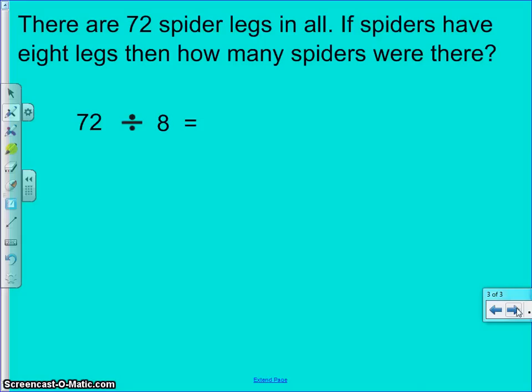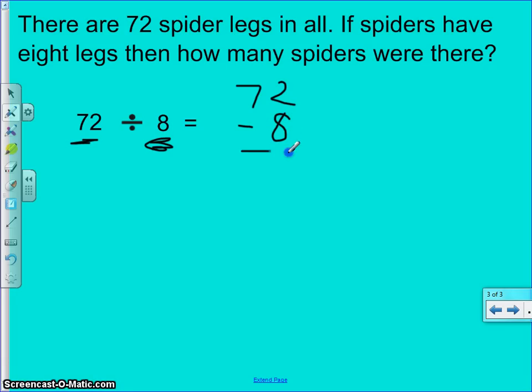Here there are 72 spider legs in all. If each spider has 8 legs, then how many spiders are there? So I have 72 spider legs in all, and I want to figure out how many spiders there are in order for me to have that many legs. And so I'm taking 72 and I divide it by 8 because each spider will have 8 legs, and that should tell me how many spiders I have. So again, I do my repeated subtraction: I take my big number, the number I'm dividing, and I subtract the divisor from it until I reach 0.